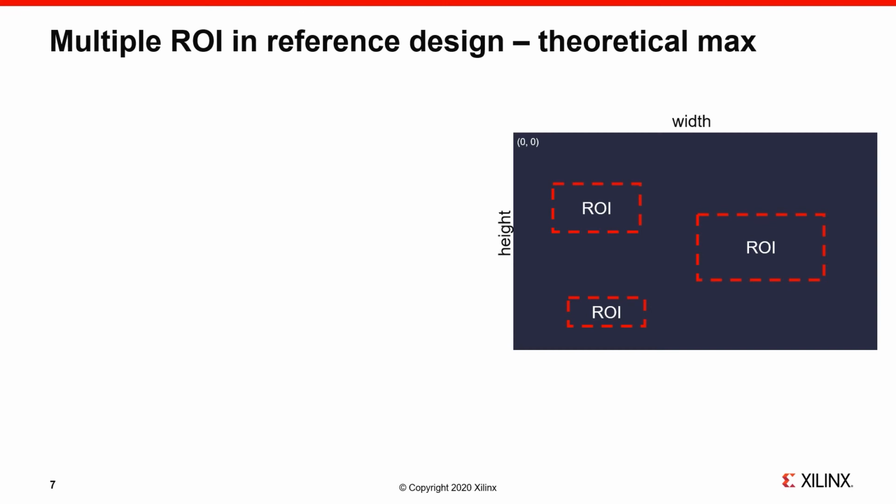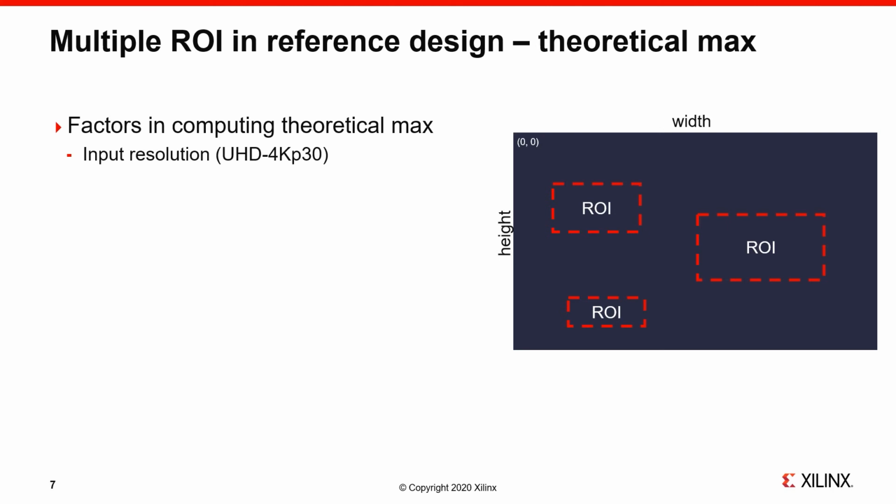Earlier, we covered that the Video Codec Unit in the Zynq UltraScale Plus MPSoC can support multiple ROI. How would one compute the theoretical maximum number of ROI for a reference implementation? That would be the artificial case of having a full screen of exactly minimum-sized, adjacent, non-overlapping faces. Factors to consider are the resolution of the video input to the system. In this reference system, we're capturing UHD 4K P30. The macro block size for H.265 on the VCU is 32 by 32 pixels.